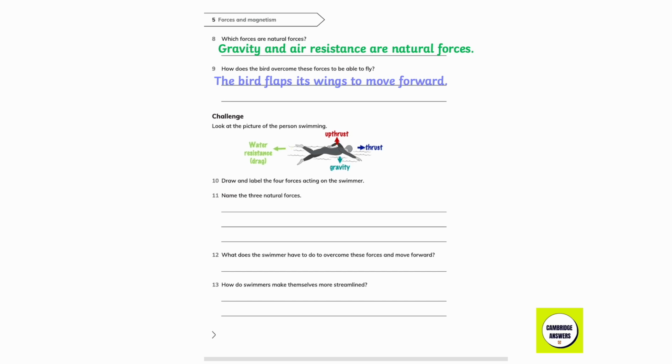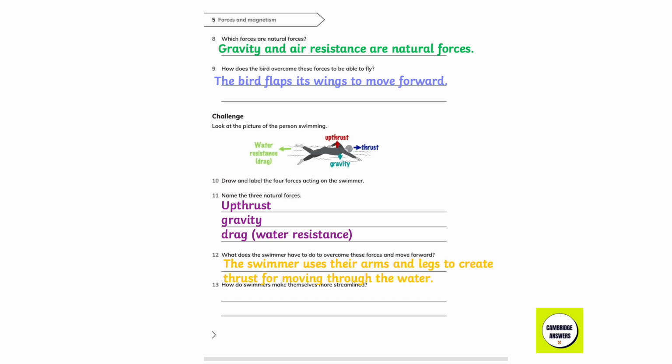Look at the picture of the person swimming. Draw and label the four forces acting on the swimmer. Name the three natural forces: upthrust, gravity, drag, water resistance. What does the swimmer have to do to overcome these forces and move forward? The swimmer uses their arms and legs to create thrust for moving through water.